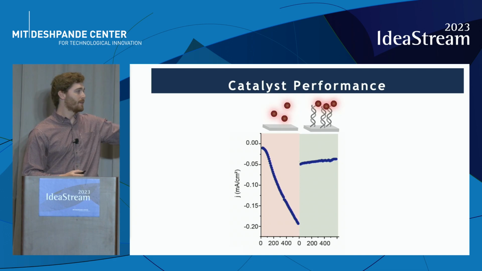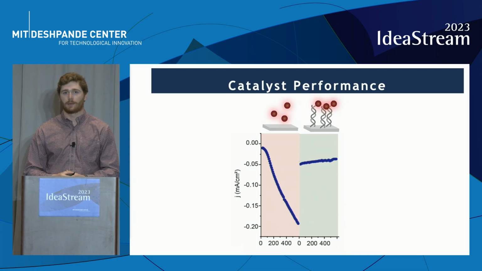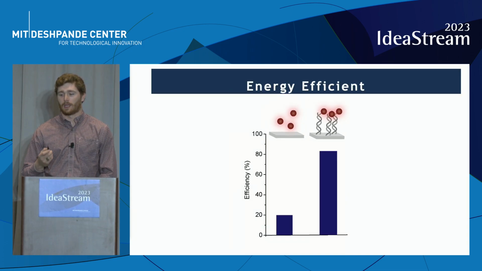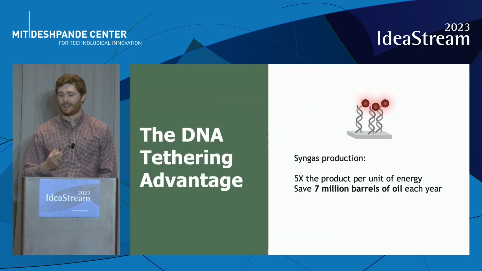So in comparison to free catalysts, we end up with much improved stability in their catalyst performance, as well as a great improvement in their energy efficiency. And this is the big hurdle towards adoption of this technology, so this is very exciting. So why are we so excited about the DNA tethering advantage?